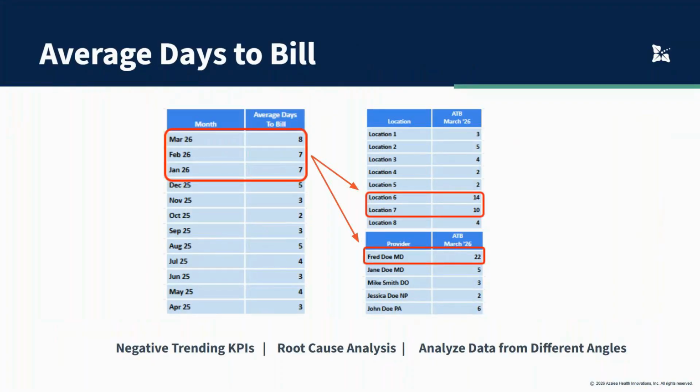Average days to bill, same thing. Trend it over time and look for outliers. In this case, if we were just looking at March or February, you might say, hey, that's actually not too bad, 8 or 7 days. But then if you look historically, you would say this is actually a negative trend. We were getting out faster. This means our cash flow is going to be disrupted because we're slower getting claims out.